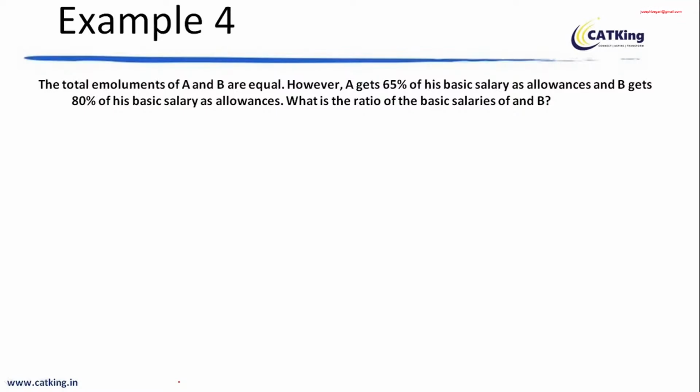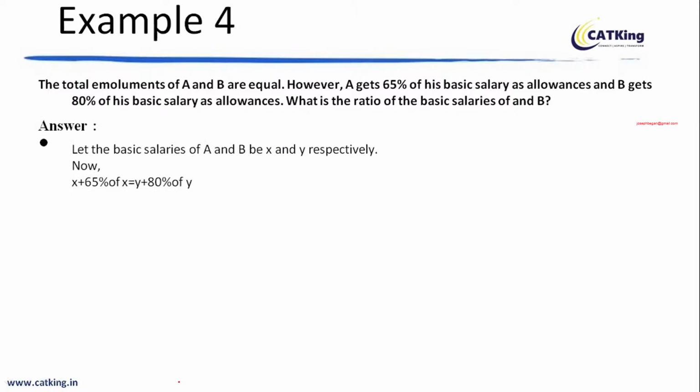However, A gets 65% of his basic salary as allowances and B gets 80% of his basic salary as allowances. What is the ratio of the basic salaries of A and B? Okay, so they said कि they get different salaries and A को जो allowance मिलता है is basically 65% of his salary and B को जो allowance मिलता है is going to be 80% of his salary. Emoluments is basically salary plus your allowances. Okay, so their emoluments are equal.